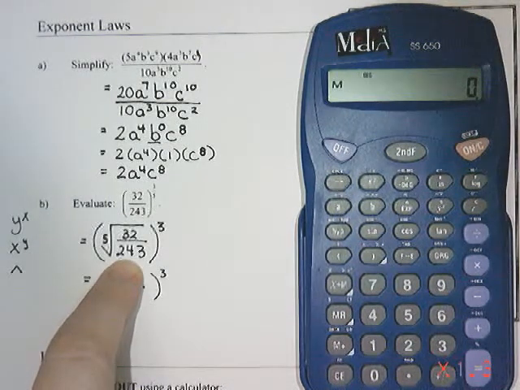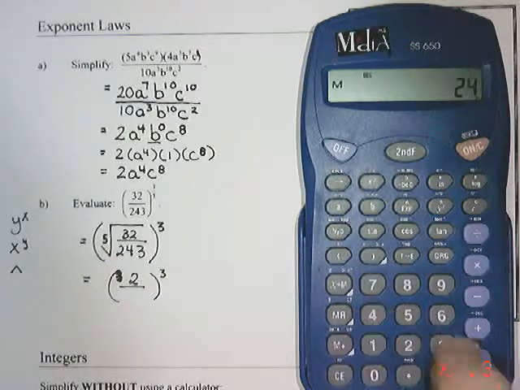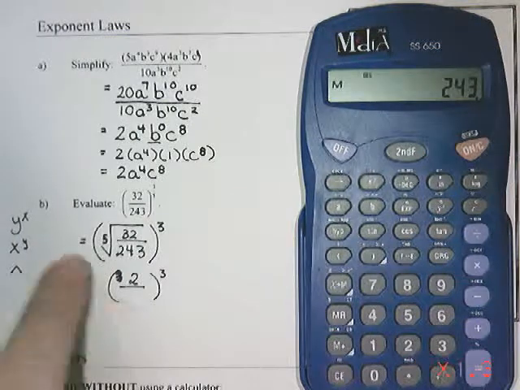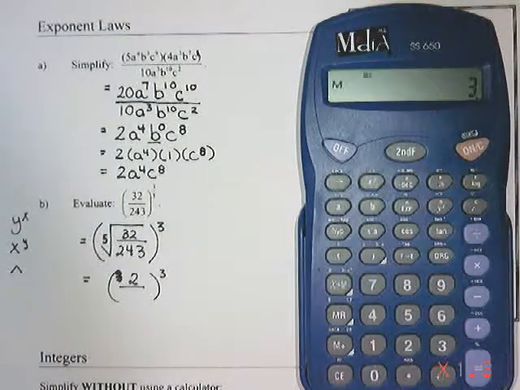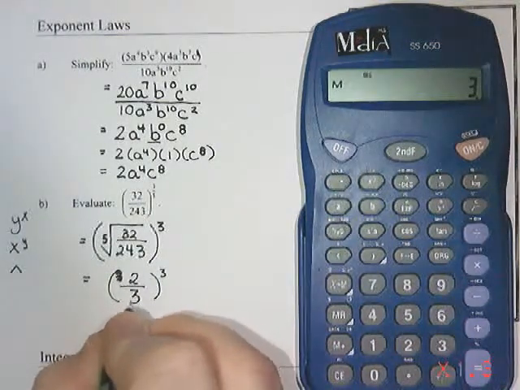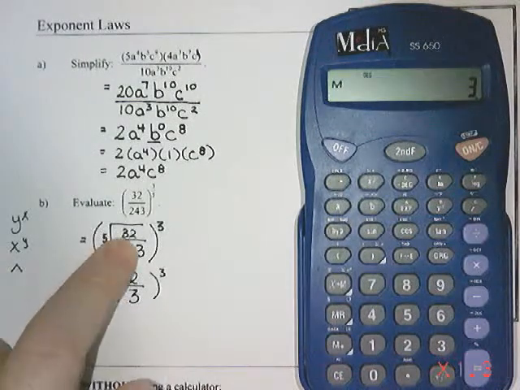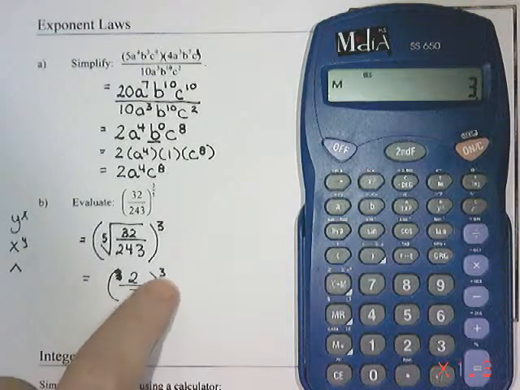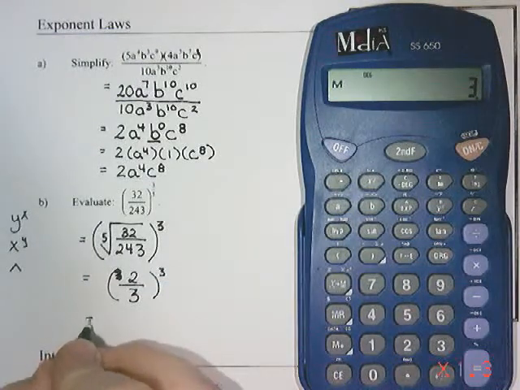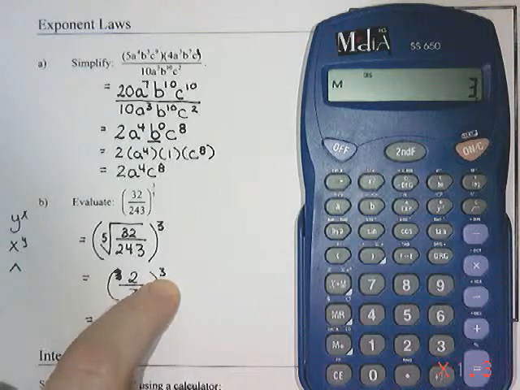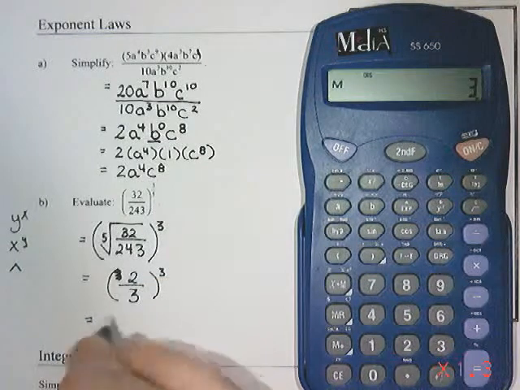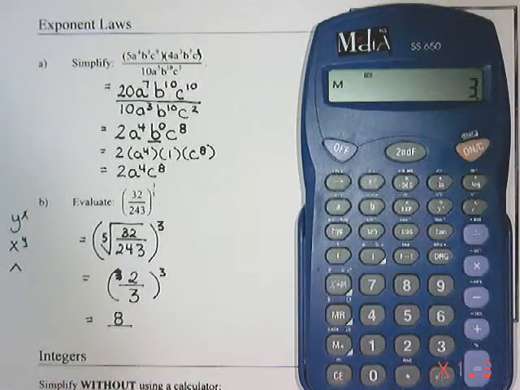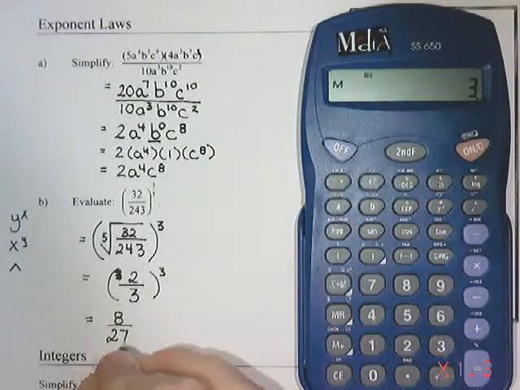So 243, I'm going to do the same thing. So 243, second exponent button, and then we're doing the fifth root. So 5 gave me 3. So the fifth root of 32 over 243 is 2 over 3. And then now I'm going to do that to the power of 3. So I do 2 to the power of 3, which I actually know is 8, but you can use your calculator if you need to. And then 3 to the power of 3 is 27, or you could use your calculator.